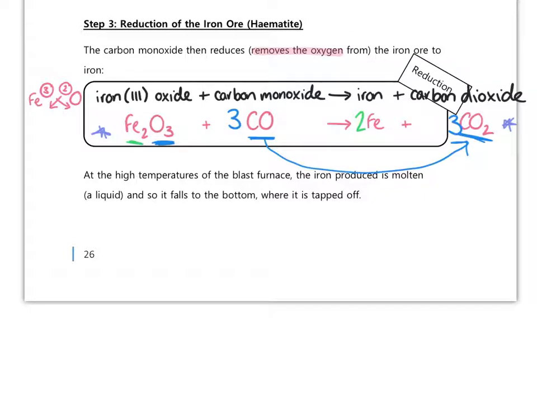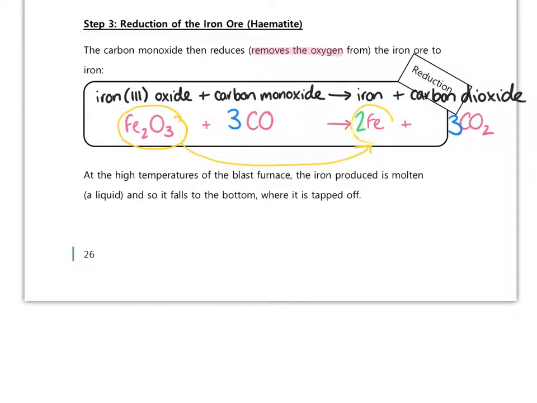But what you can see here is that we actually have a redox reaction happening, and we looked at this in the first part of this topic. If we have a look at what's happening to our iron oxide, so we start with Fe2O3 and that produces Fe. What is happening here? Our iron oxide is losing oxygen, and the loss of oxygen is defined as reduction. So our iron oxide is reduced to iron.